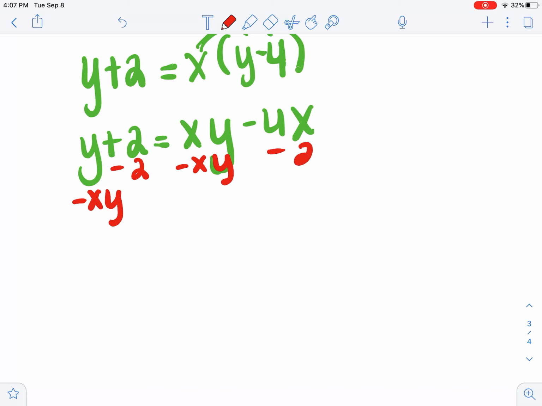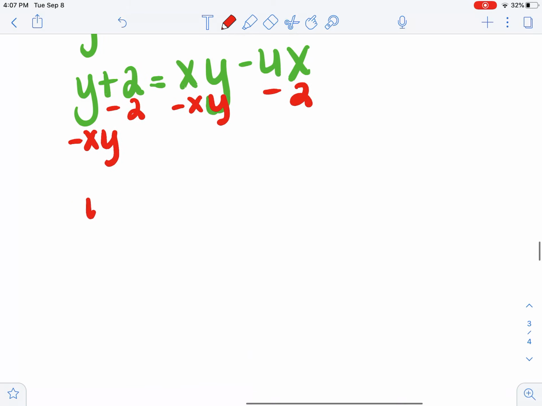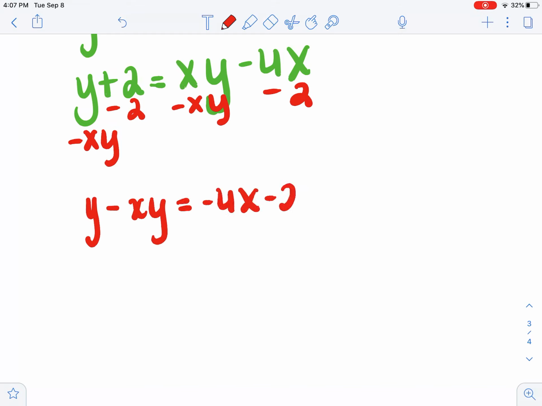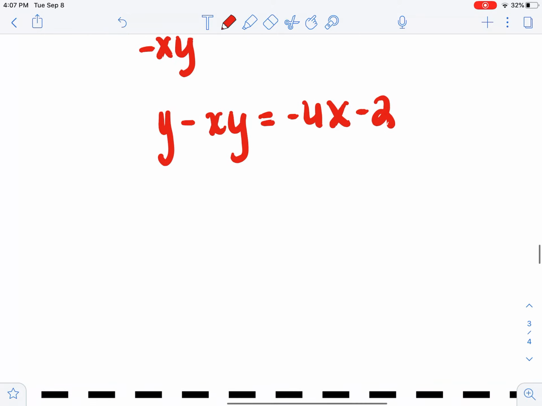But I don't want that 2 over there, so I'm going to get rid of the 2 and move it onto this side. So now I have y minus xy equals negative 4x minus 2. All right, I'm getting closer to getting y by itself, but I notice that it's on the left side, but there's a y stuck in each of my terms. So I have to get it out of being stuck in each of my terms. So I'm going to factor it out. I'm going to factor a y out of each of these terms here.